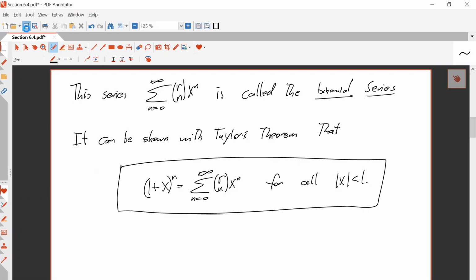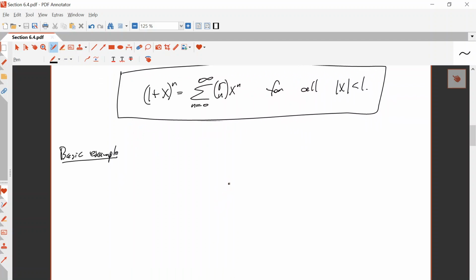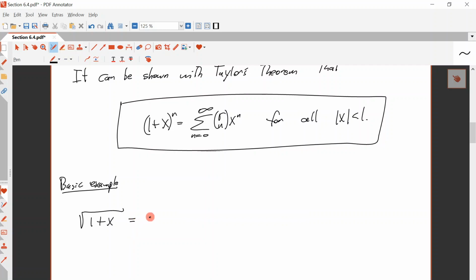All right, so not to waste time on that technical aspect of things, let's take a look at a basic example. How about just the square root of 1 plus x? That's 1 plus x to the 1/2. That's the sum from n equals 0 to infinity of 1/2 choose n, x to the n.